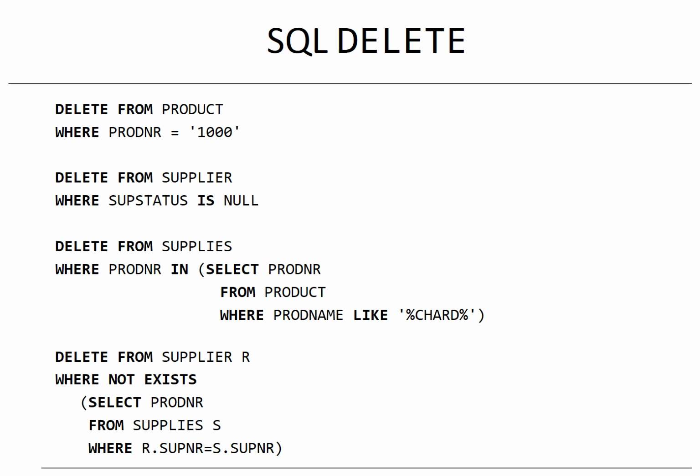Delete instructions can also contain correlated subqueries. This is illustrated in the fourth example, which removes suppliers from the supplier table that have no corresponding tuples in the supplies table.